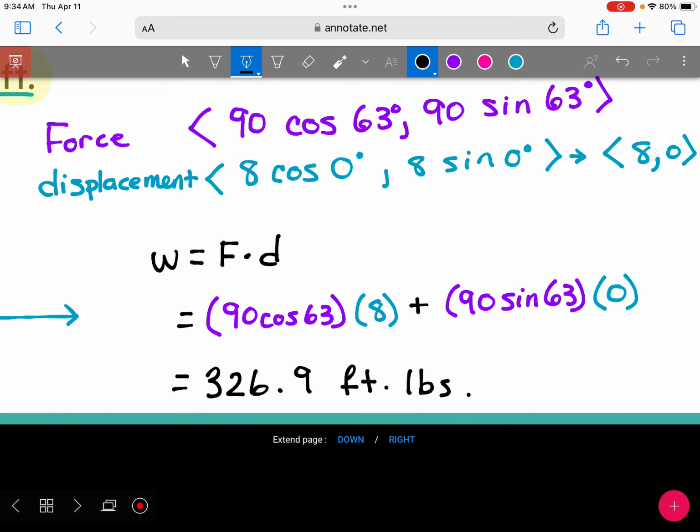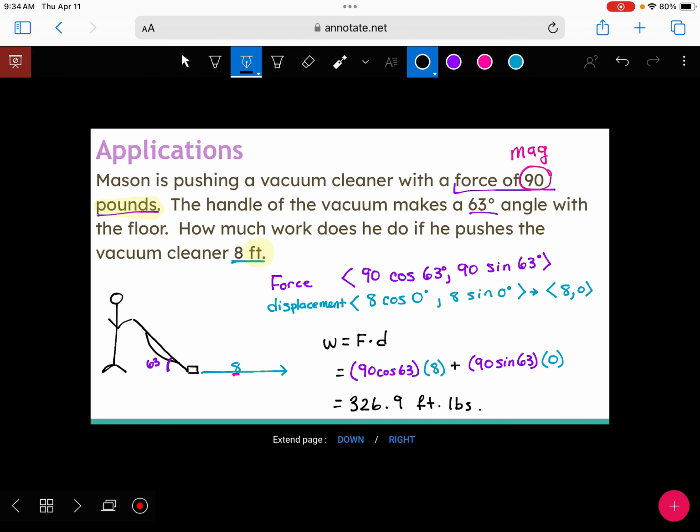Questions on this? The grossest part is writing out the vectors. The grossest part is figuring out your vectors. If you figure out your vectors, the dot product itself is mostly in the calculator. So we're going to do our other one, and that's our last one for the chapter.